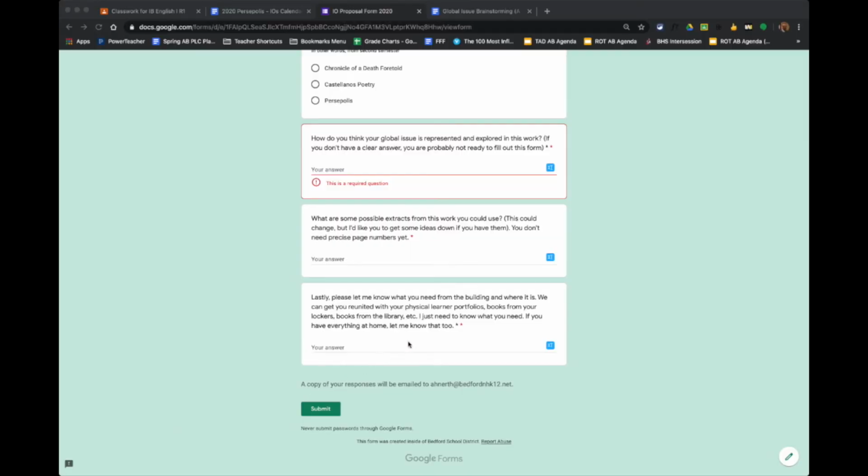Finally, you will need to let me know if you need to get anything from the building. So if you are doing Chronicle of a Death Foretold and that's in your locker, for example, you'll need to let me know that you need to get to your locker. Or if you want to do Chronicle of a Death Foretold and you want to go to the library, we need to know that as well.